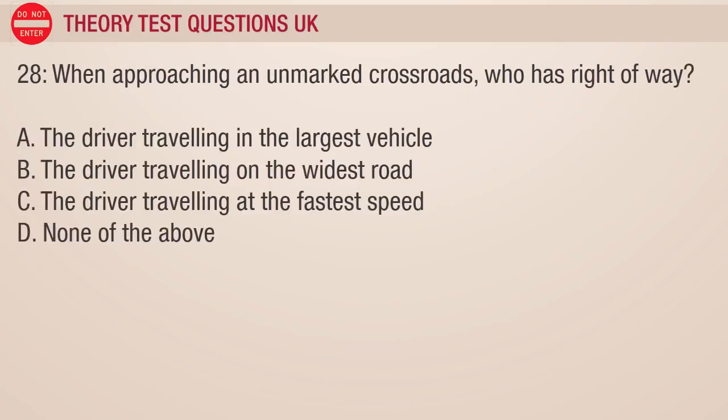Question 28. When approaching an unmarked crossroads, who has right of way? A. The driver traveling in the largest vehicle. B. The driver traveling on the widest road. C. The driver traveling at the fastest speed. D. None of the above. Correct answer D.